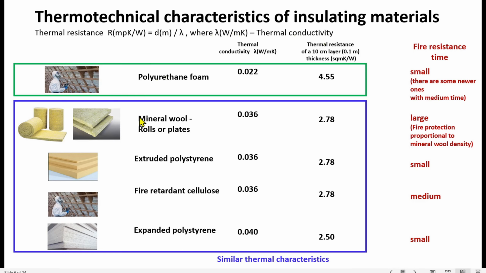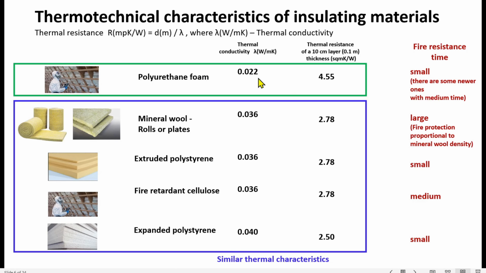These are the most present insulating materials: polyurethane foam with thermal conductivity 0.022, with this thermal resistance for a thickness of 10 centimeters layer. Mineral wool rolls or plates with 0.036, extruded polystyrene, fire retardant cellulose, expanded polystyrene. We see that those four materials have similar thermal characteristics.